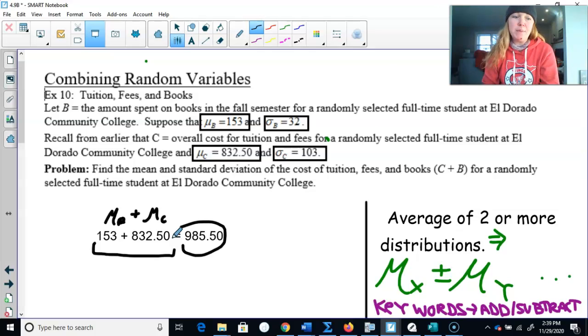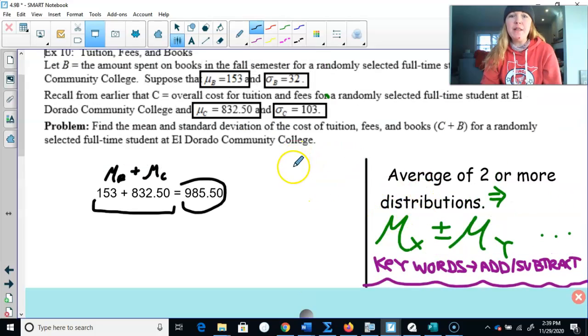What's not so straightforward, something you actually have to memorize because it is not on the formula sheet, is the standard deviation. If I want to find the standard deviation for the total cost of tuition, fees, and books, I'm combining these together. Now you would think that you would just add these together, and that is incorrect. There is a formula for it, but before I can even show you the formula to figure out the combined standard deviation, I need to talk to you about something called a condition. In statistics, we have these conditions, and we have to check them in order to use a formula or to run a certain test.